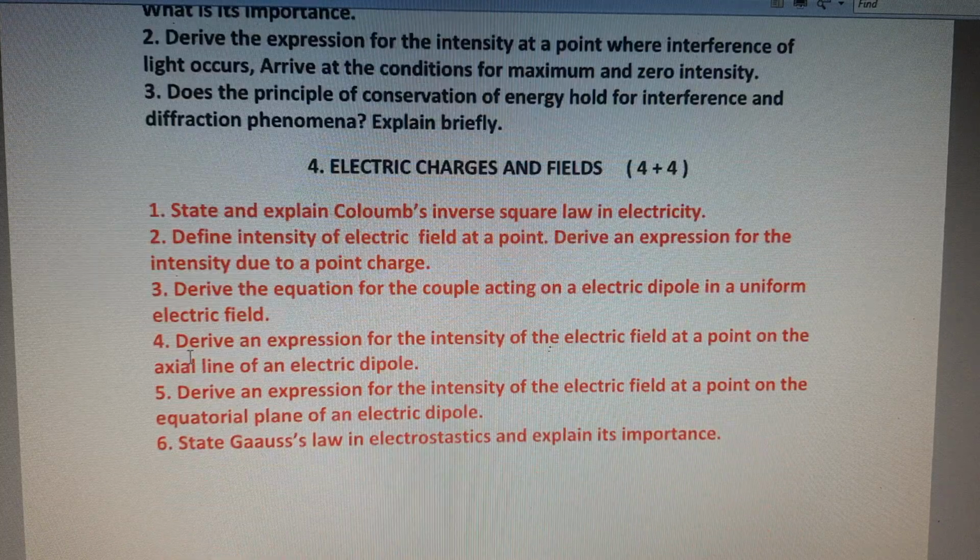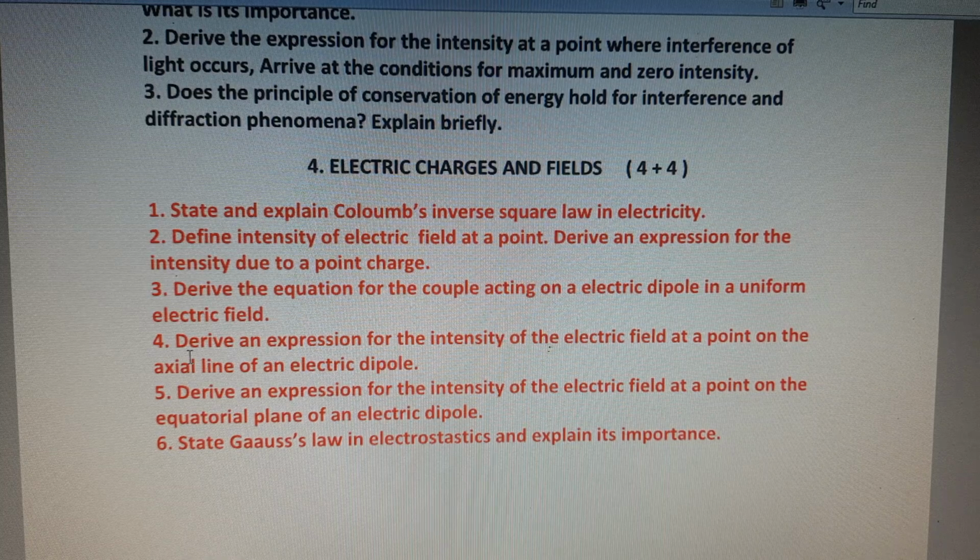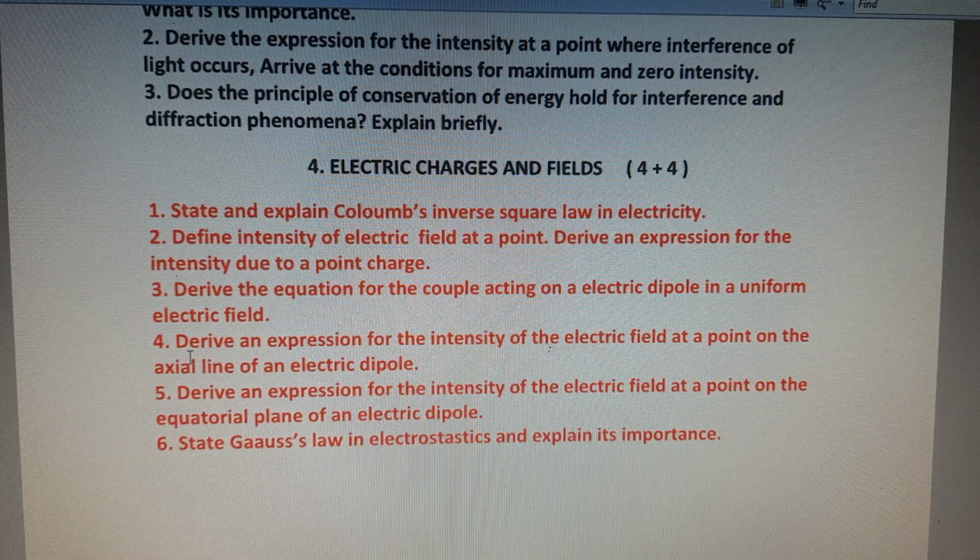And the next one, the fourth chapter, is Electric Charges and Fields. This chapter contains 6 4-marks questions. In the IPE examination for the academic year 2021, 2 4-marks questions will be asked.